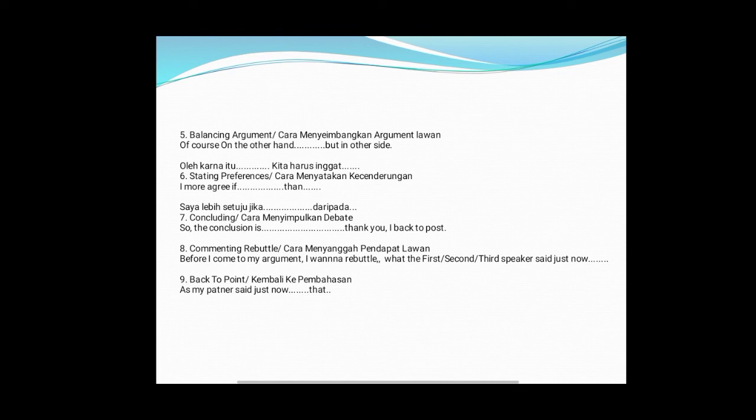Four, giving an example. Let me give an example, blah blah blah. Five, balancing argument. Of course, on the other hand, blah blah blah, but on the other side. Six, stating preference. I more agree with blah blah blah than blah blah blah. Seven, concluding. So, the conclusion is blah blah blah. Thank you, I beg to pause.